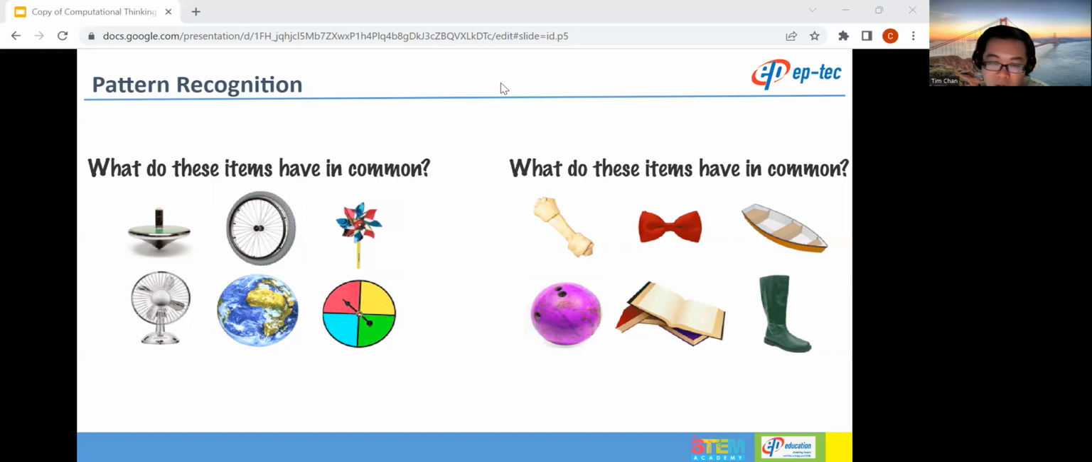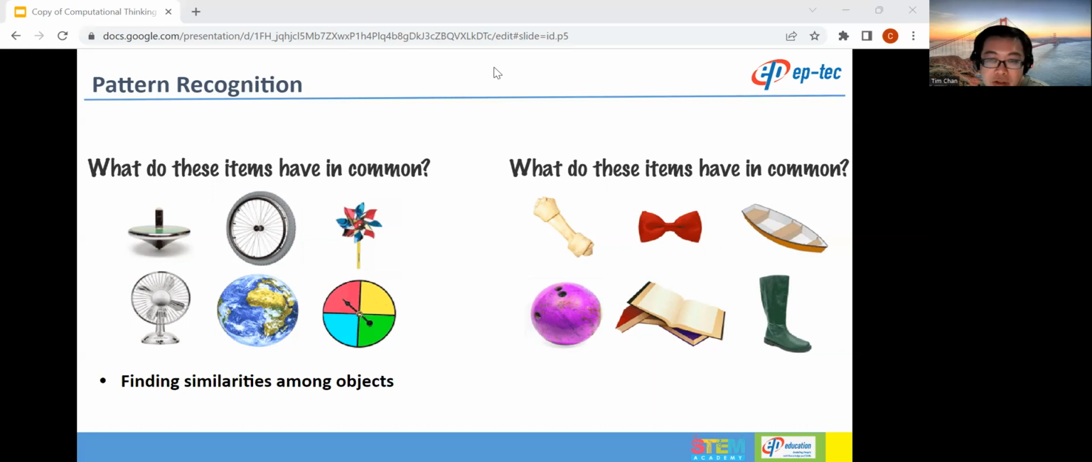Okay, so the first one is won't, second one is bowl, and third is boat, followed by ball, book, and boots. You realize that all of them start with the letter B. Yeah, so this is the pattern. So basically this is the pattern for these 6 objects.